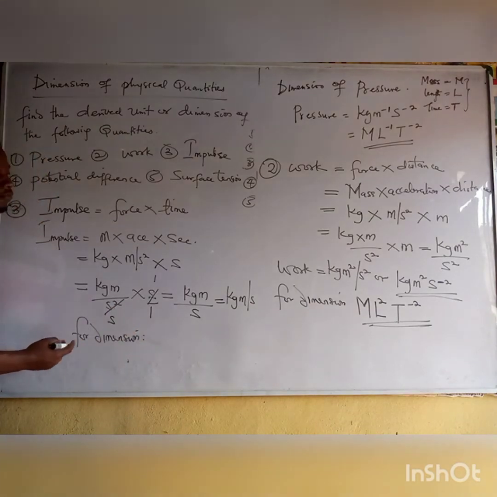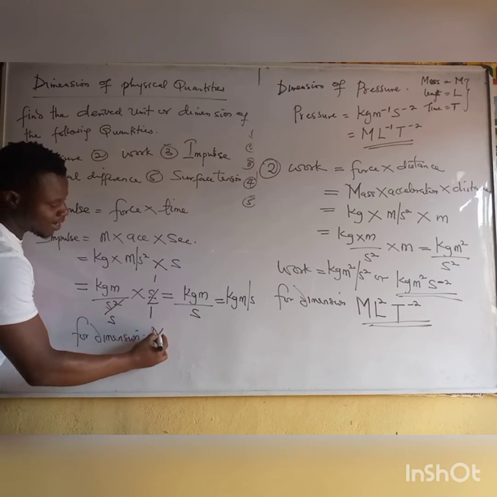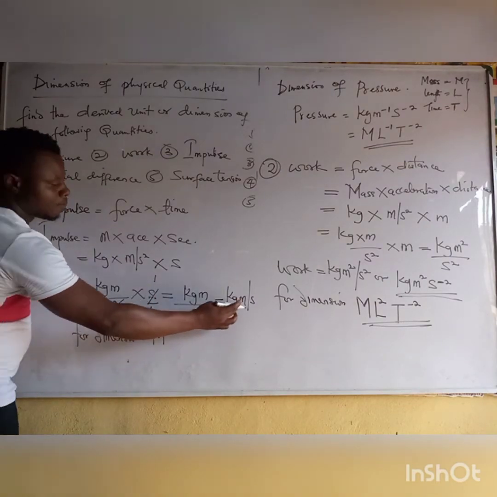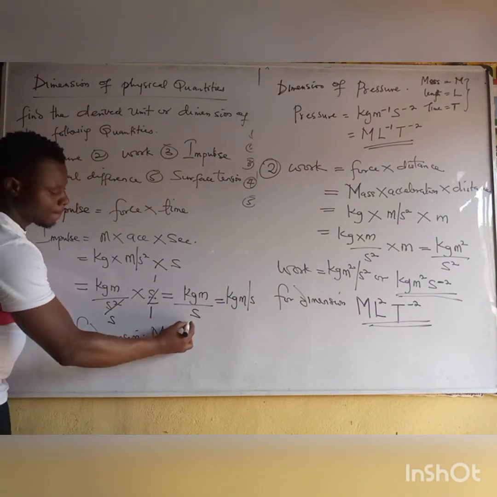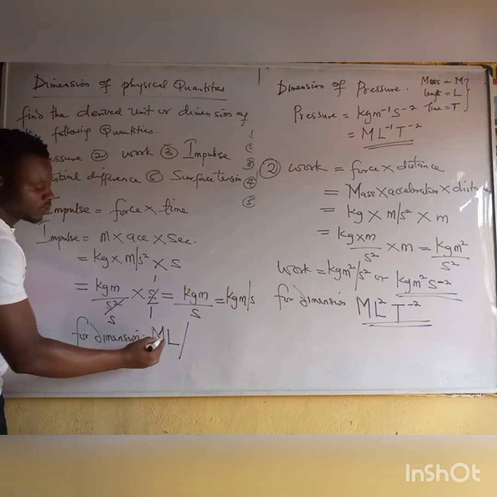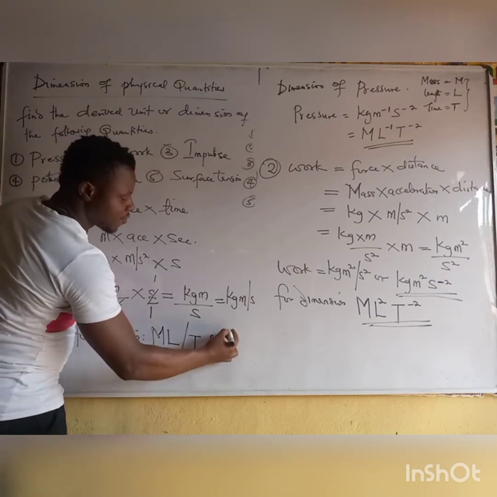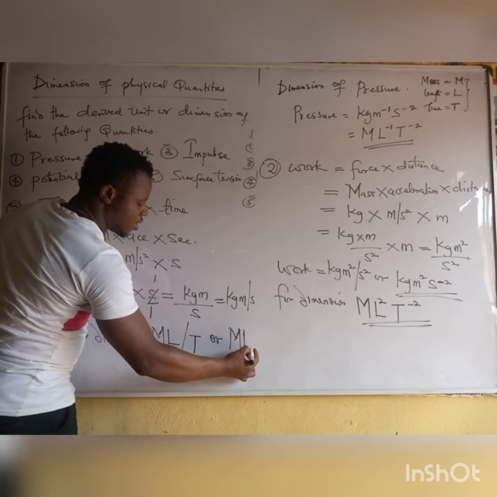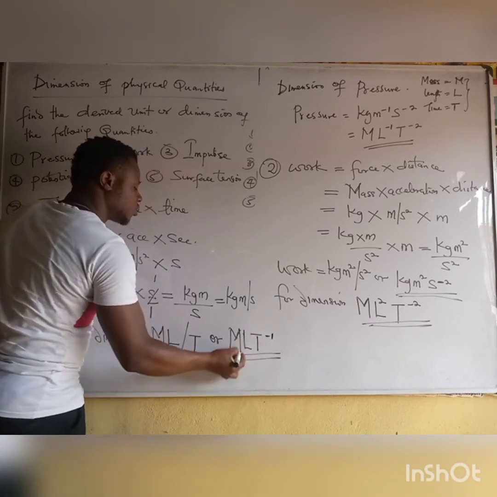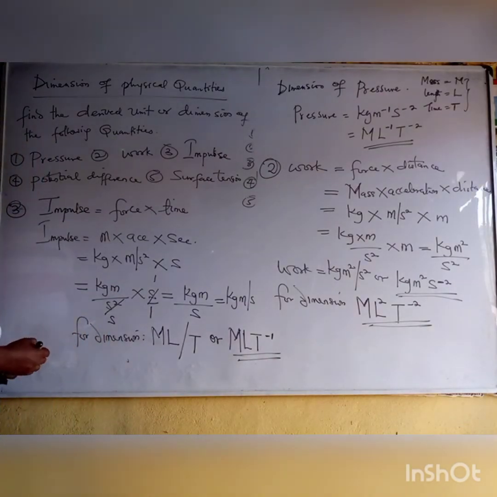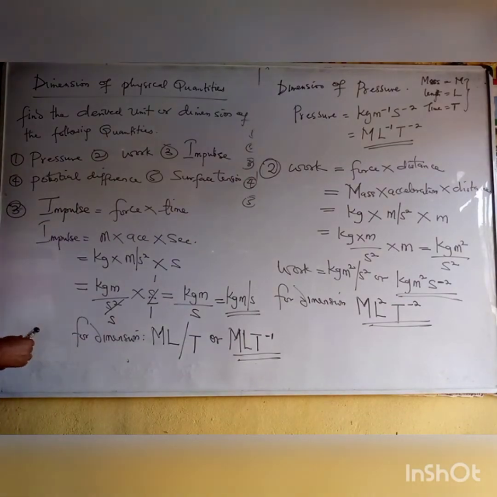But for dimension, the kg is represented as mass, capital M. Meter is the length, which is represented as L. Per the time, seconds, we have T. Or we can have M L T minus 1. So this is the dimension of the impulse. But this is the derived unit of impulse.